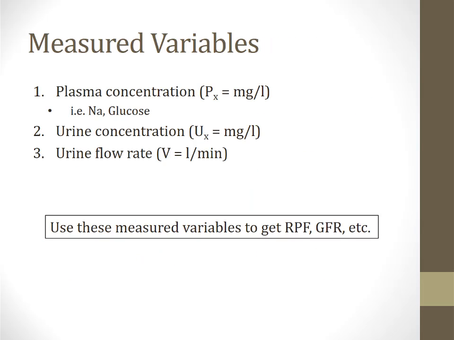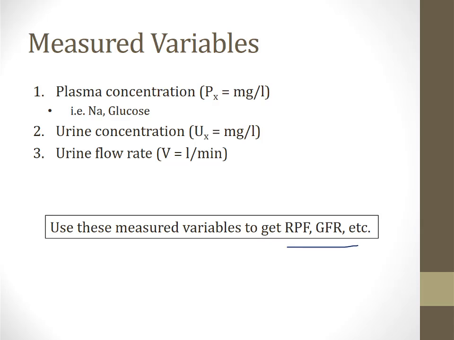So I went through all that to help you understand some of the commonly measured variables that we use to assess renal function. And what we're going to do in the next few slides is talk about how we can use some easily obtainable values to get some important measurements of kidney function like renal plasma flow and GFR.